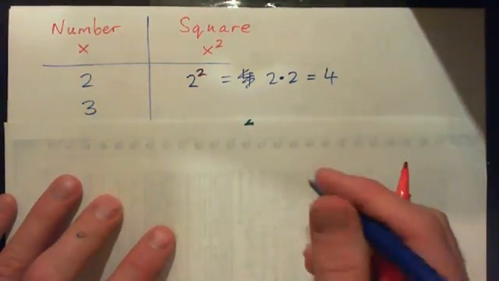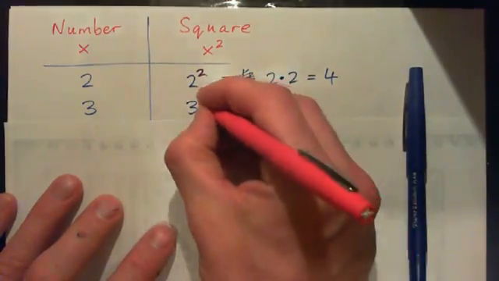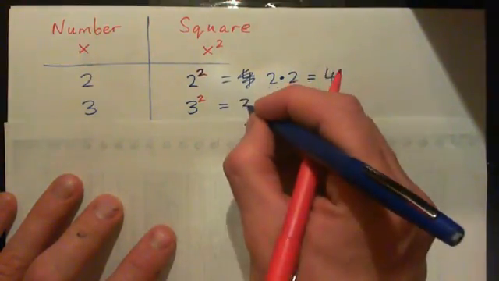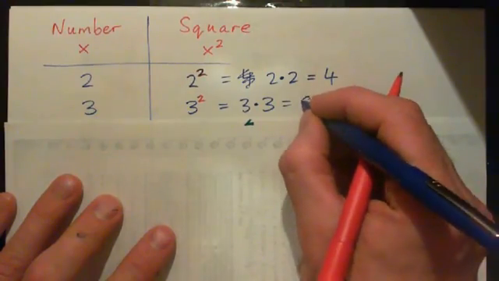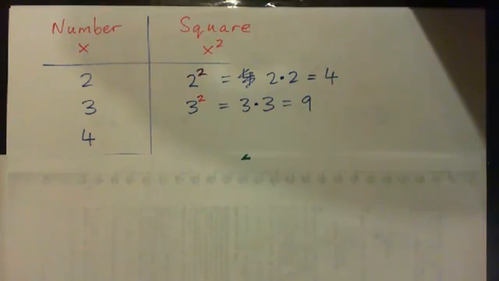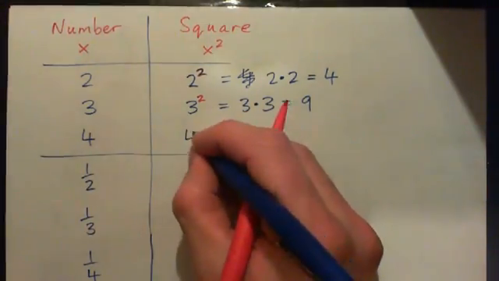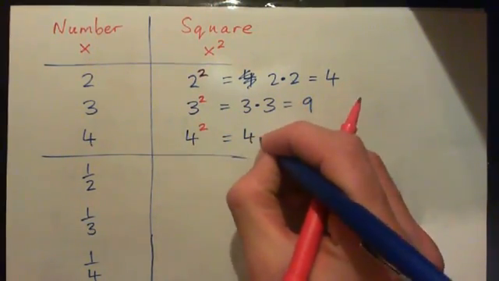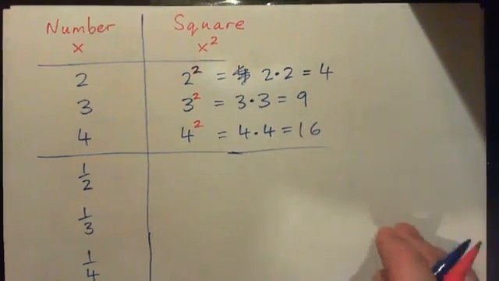Okay, then we go to 3. What's the square of 3? Well, it's 3 to the power of 2, right? And that gives us 3 times 3, which is 9. Okay, now the number 4. x is 4. What's x squared? Isn't it 4 squared? Yep. Which is 4 times 4, which is 16. Okay.